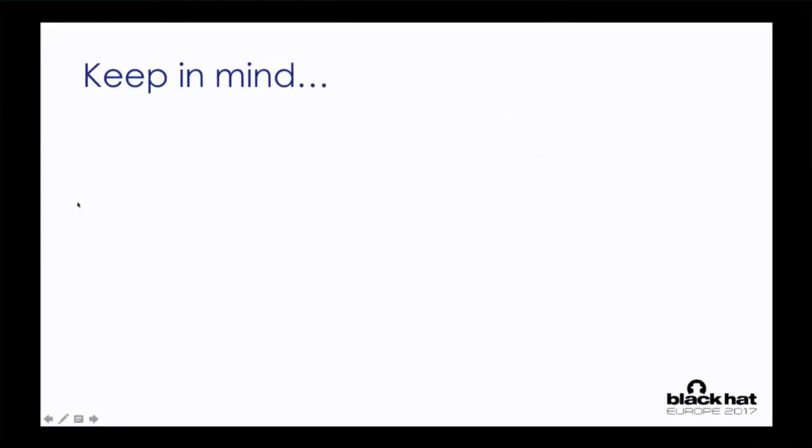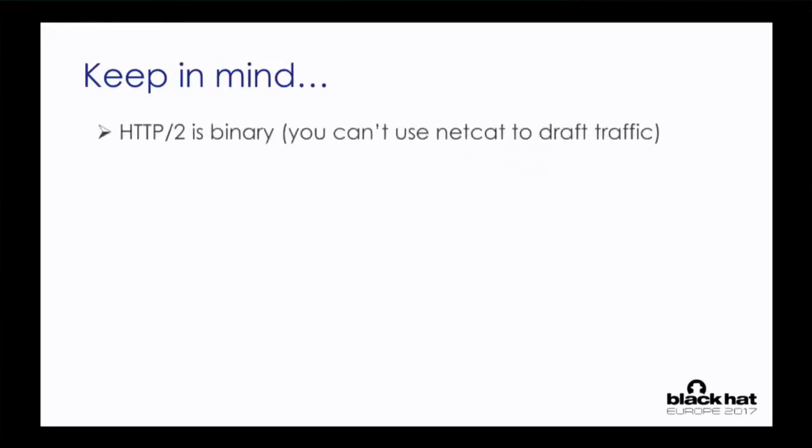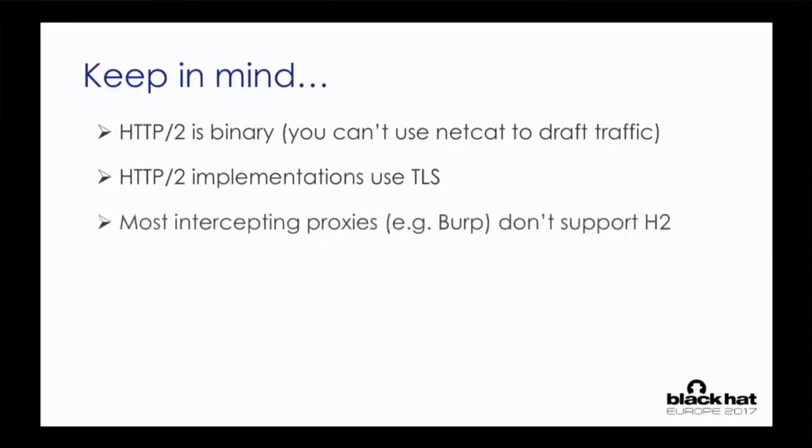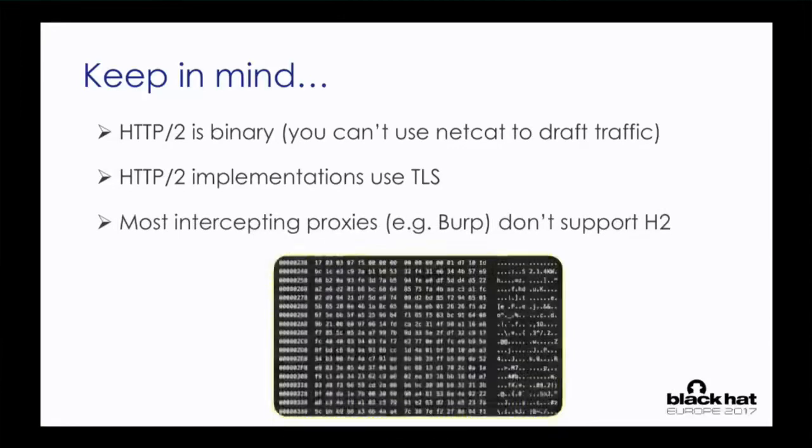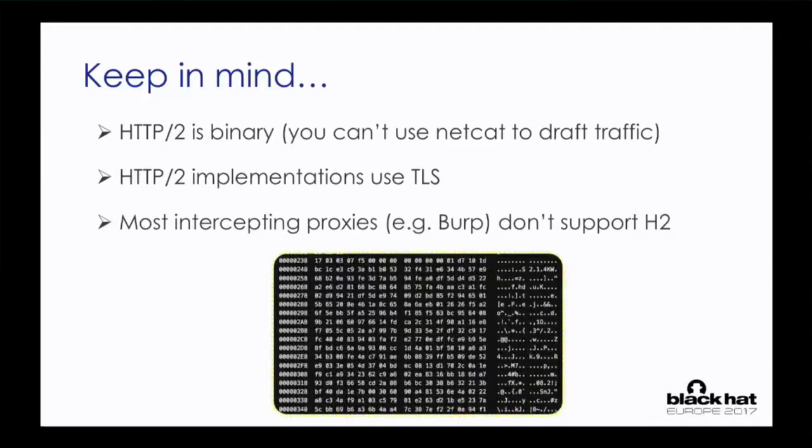A few things we have to keep in mind when we're trying to analyze this protocol and inspect the content and see the conversations. First, this is a binary protocol. You can't just use Netcat and sniff the traffic and see what's going on. It's not so simple. Second of all, all implementations that I've seen are using TLS, so the content is encrypted, and most of the intercepting proxies we are using currently in the web application security field, like Burp, Fiddler, still don't support H2. So if you would like to intercept a request, that becomes not so trivial.